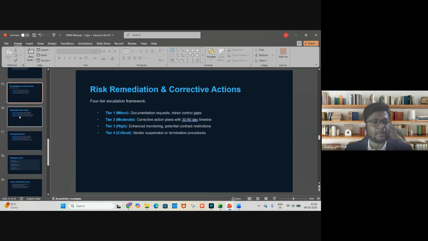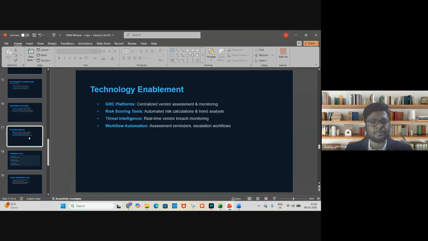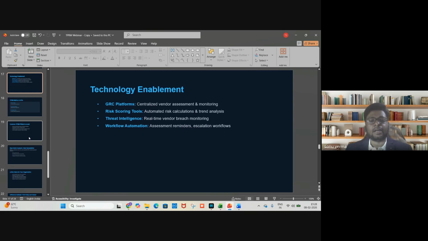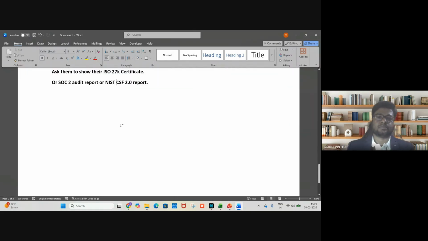The clearing part we have covered. Implementation also we have covered. Now, what happens, team? Let's say when we are enabling an organization, we are doing this third-party risk assessment. They are certified in certain GRC tools. Okay, they are centralized vendor assessment. Okay, for example, there are tools called GRC tools.